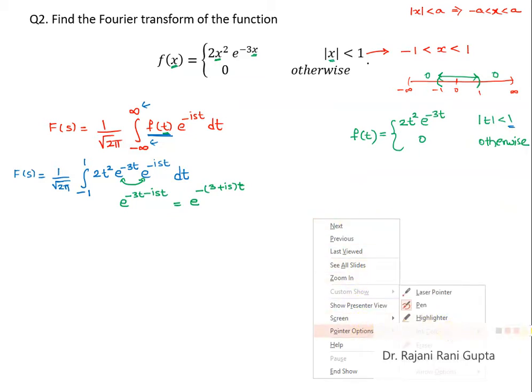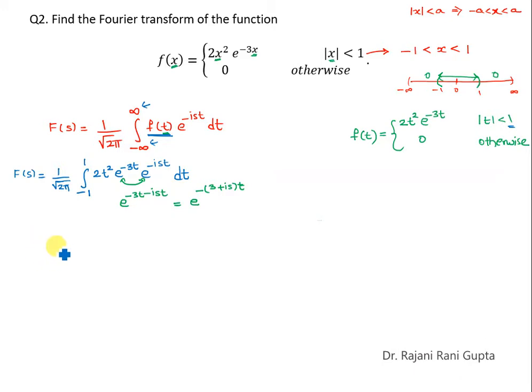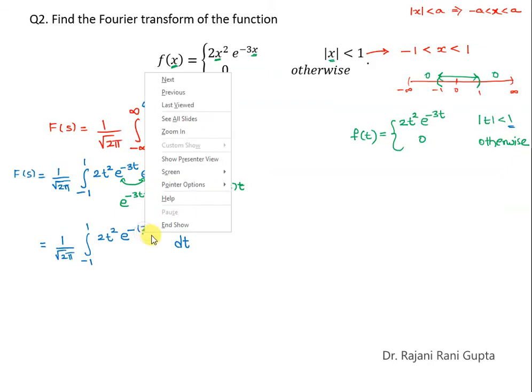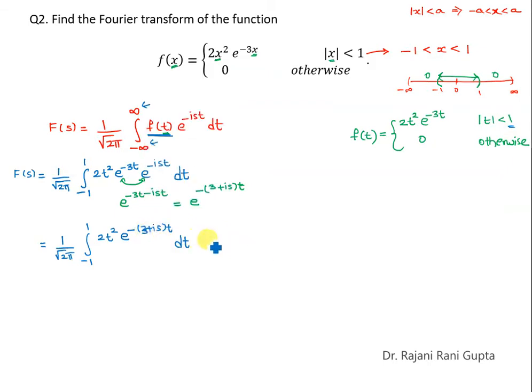Okay, now what will we do? Our integral will become 1 over square root of 2 pi, integral from minus 1 to 1 of 2t square e power minus 3 plus iota s t dt. Now there are two terms under integration. So how do we integrate it? We integrate it by using the method of integration by parts.